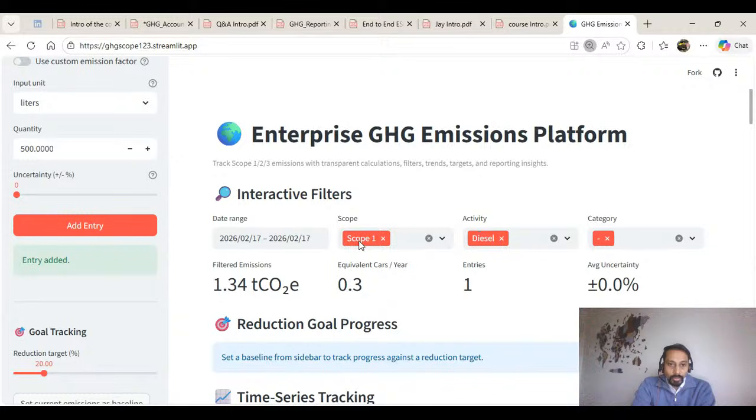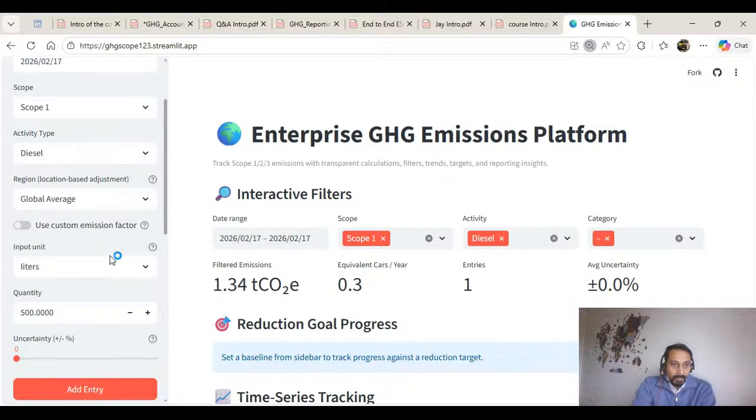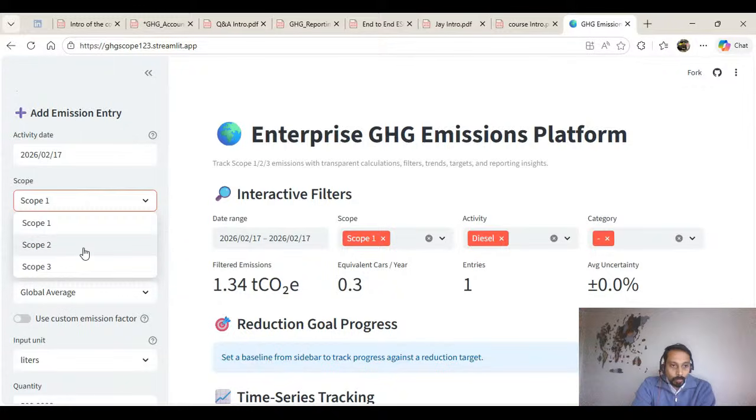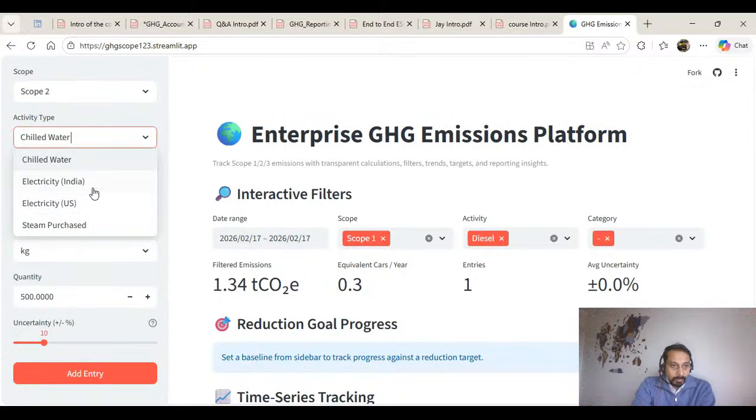You can now see the interactive filters with the date range, which is 17 February. Scope 1 is there, the activity is diesel, category 1, with 0% uncertainty. I will show the other tabs as well. It is a long tool. Now let's add the scope 2, which is the electricity part.